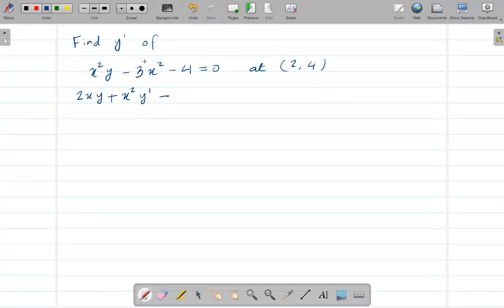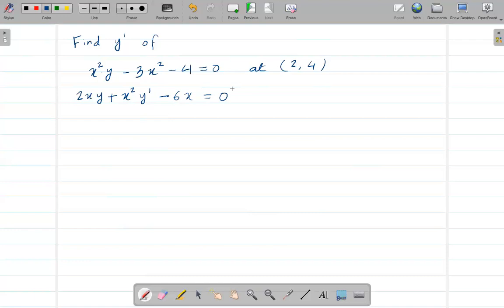Minus now the derivative of 3x squared. Since we're taking the derivative in terms of x, I can directly use the power rule because I have x here, so I don't have to do this extra thing. So it will be 6x to the power 2 minus 1, which is just 1, so I don't have to write that, minus the derivative of 4 is 0, is equal to the derivative of 0, which is still 0.